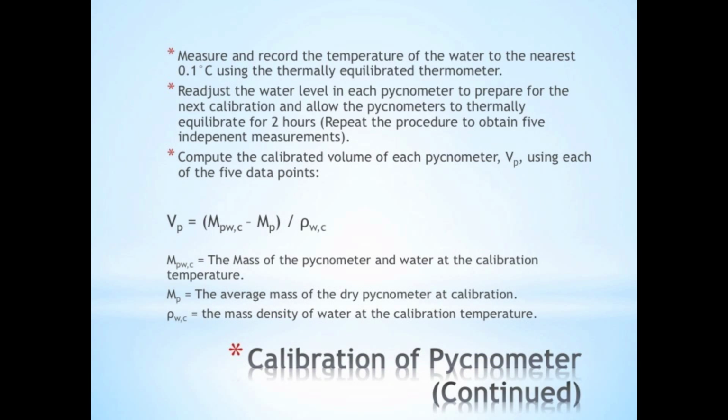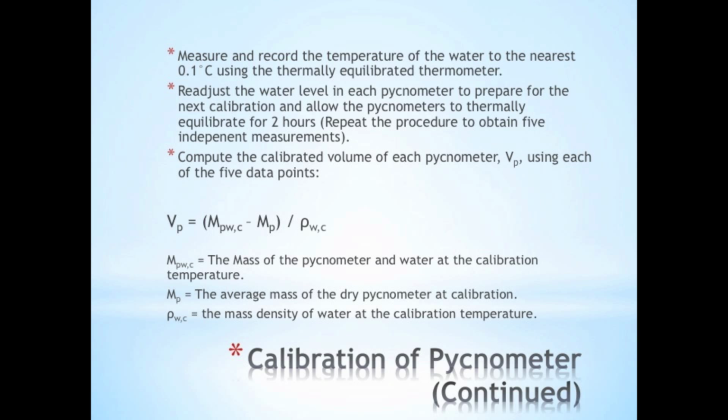With each of the 5 mass measurements, calculate the exact volume of the pycnometer using this equation in the middle of the page. The volume of the pycnometer is equal to M sub P W, C minus M sub P, over rho W, C. M sub P W, C is equal to the mass of the pycnometer and water at the calibration temperature. This is what we pulled out of the insulated container and weighed. M sub P is the average mass of the dry pycnometer at calibration. This was completed in the first step of the calibration. Rho W, C is the mass density of water at the calibration temperature. This is found from Table 2 of the ASTM standard.